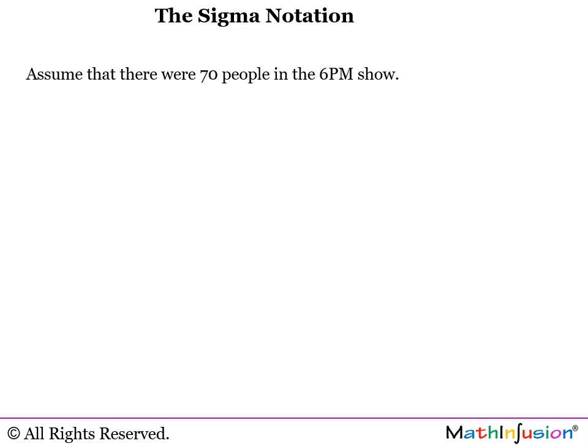Assume that there were 70 people in the 6 p.m. show. Here is the total ticket sale. It's 1 over 10 plus 2 over 10 plus 3 over 10 and so on up to 70 over 10.